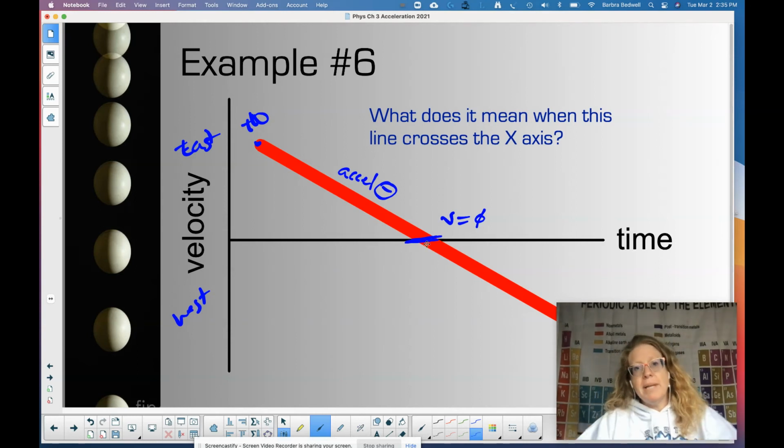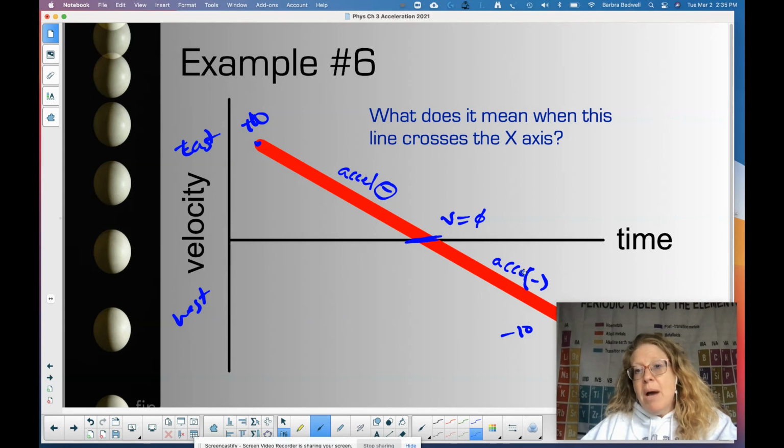Well, then what does it mean after that? Now it's coming from velocity equals 0 to velocity equals -10. What does that mean? Now it means it's speeding up because it's still going acceleration, right? Acceleration is still negative here. That has not changed. But now we've got negative acceleration and negative velocities. So what does that mean? It means it's speeding up, going in the opposite direction.